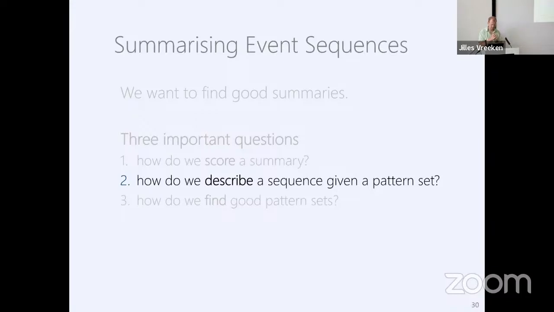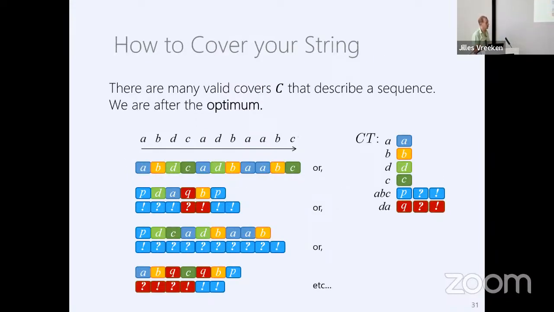So how can we do so? The second question we need to answer: how can we describe a sequence given a pattern set? How do we get to this CP and CG, these covers? They're not going to fall out of thin air. So essentially the question is how to cover your string. I love making this joke. I made it at a conference presentation a long time ago.